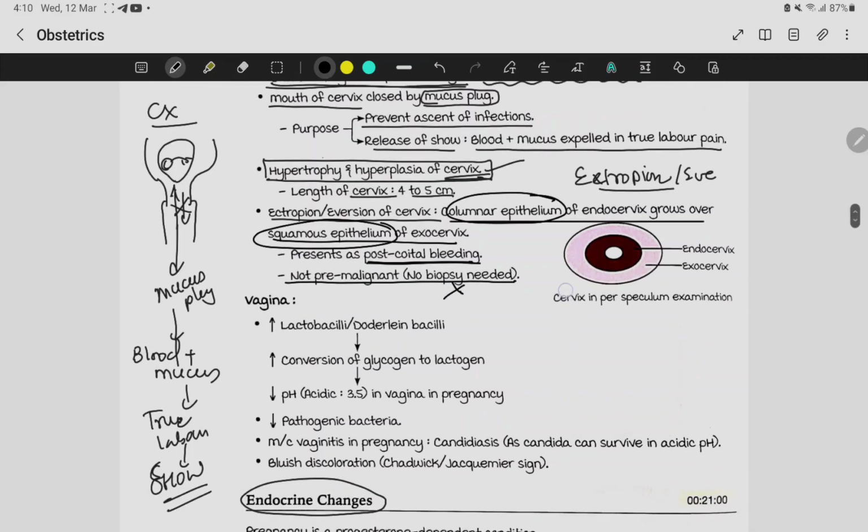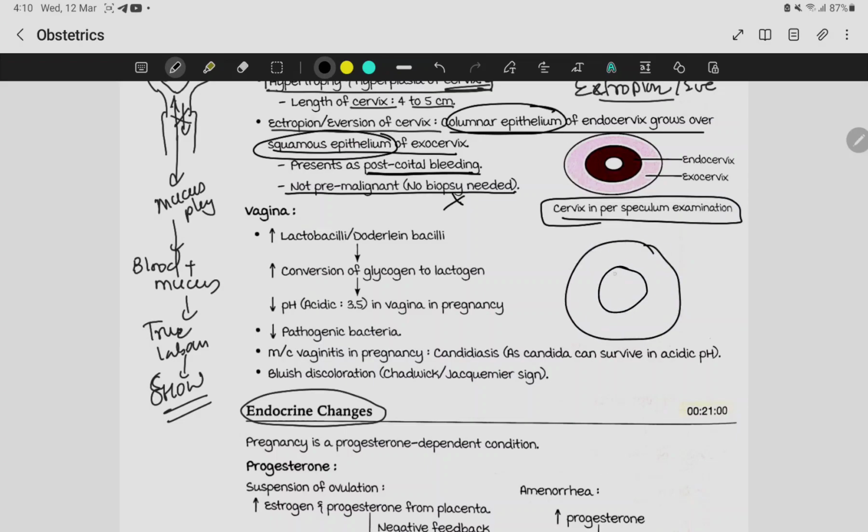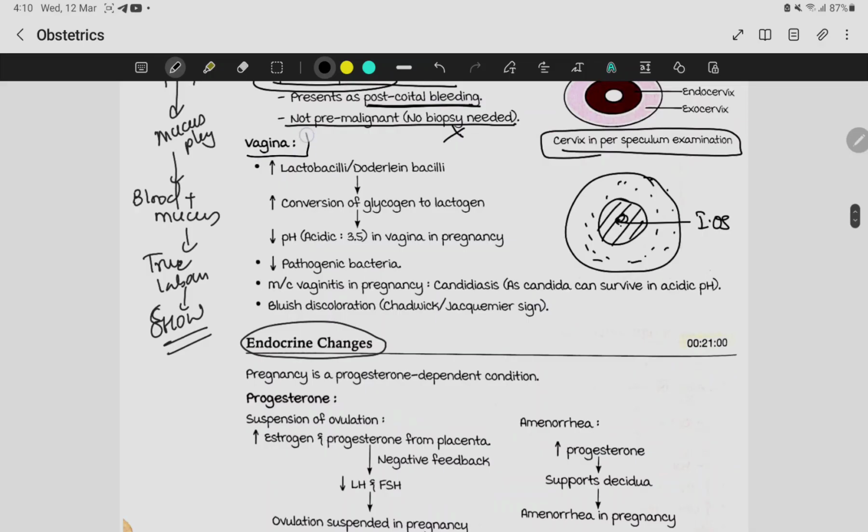So there is no need of biopsy. On per speculum examination, you can see the cervix like this. This is the internal os, and we have the ectocervix. This is the endocervix and this is the ectocervix. Okay, exo or ecto. Now, what happens in the vagina?